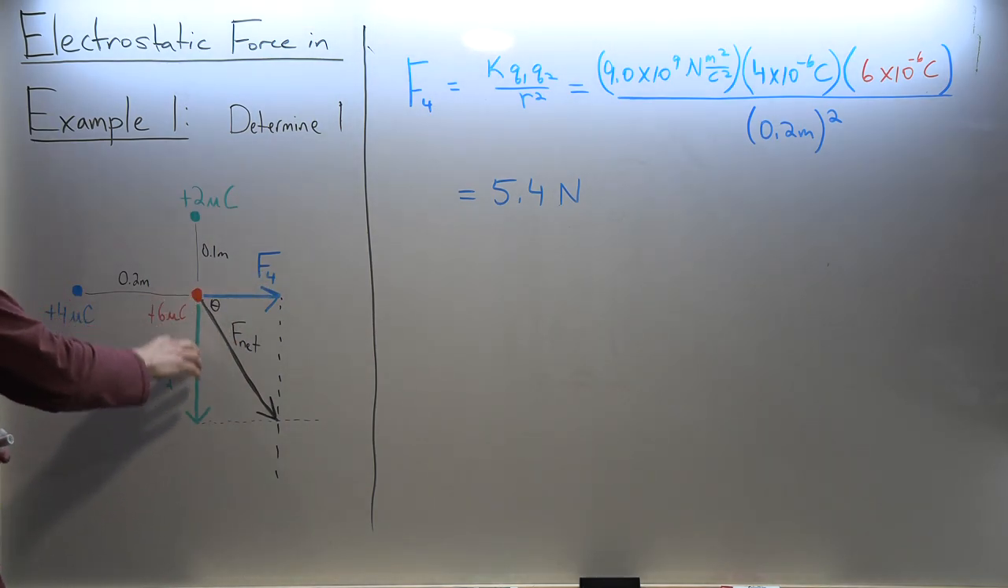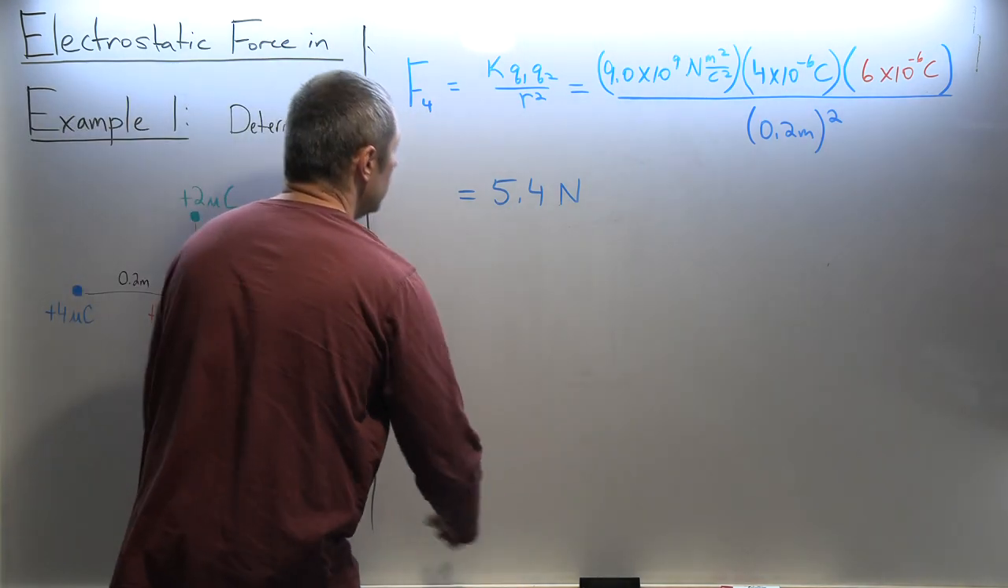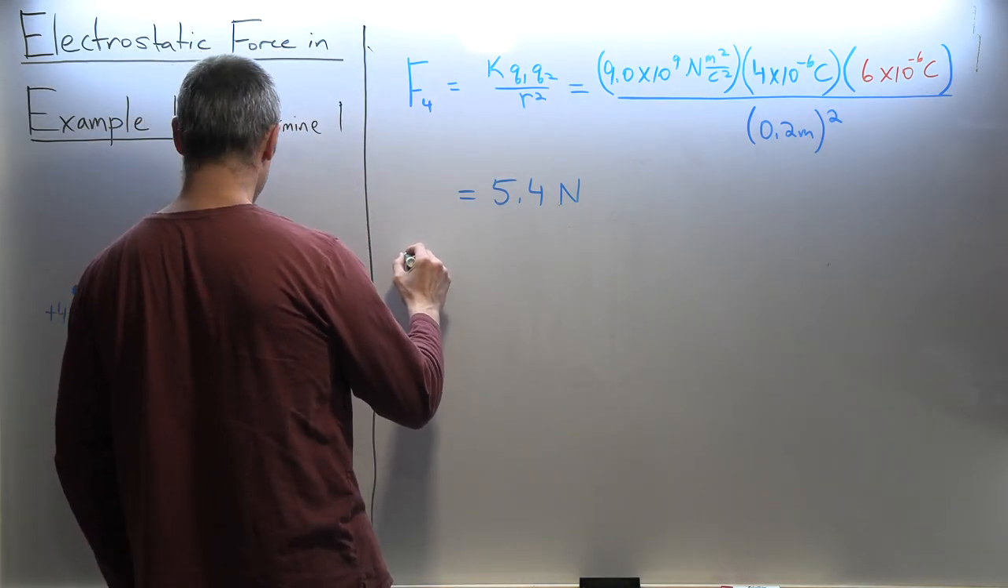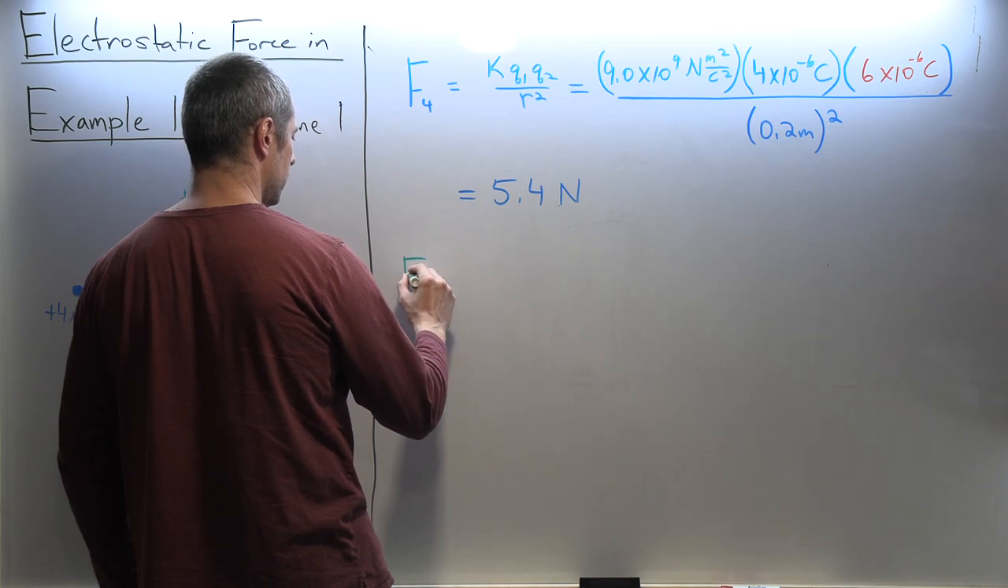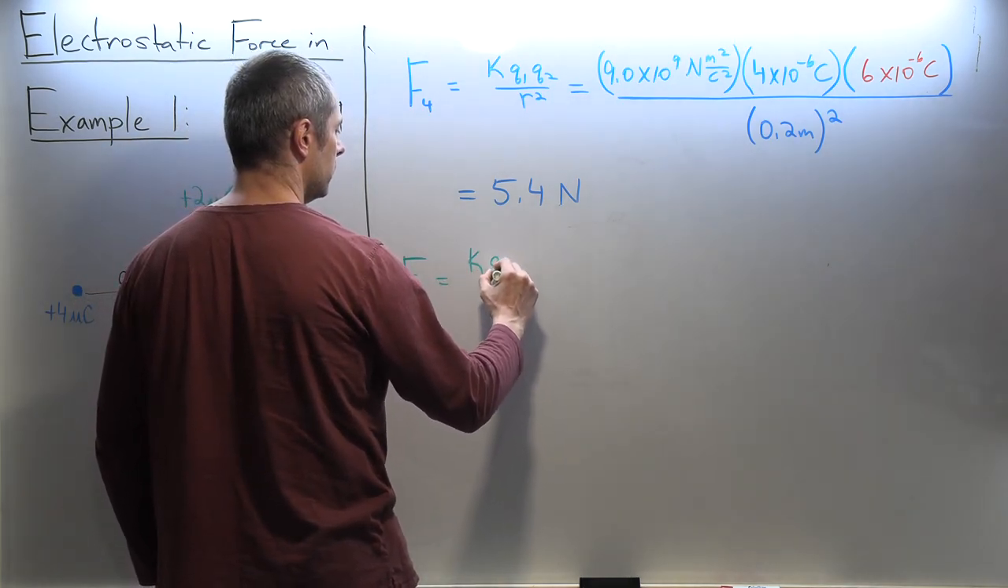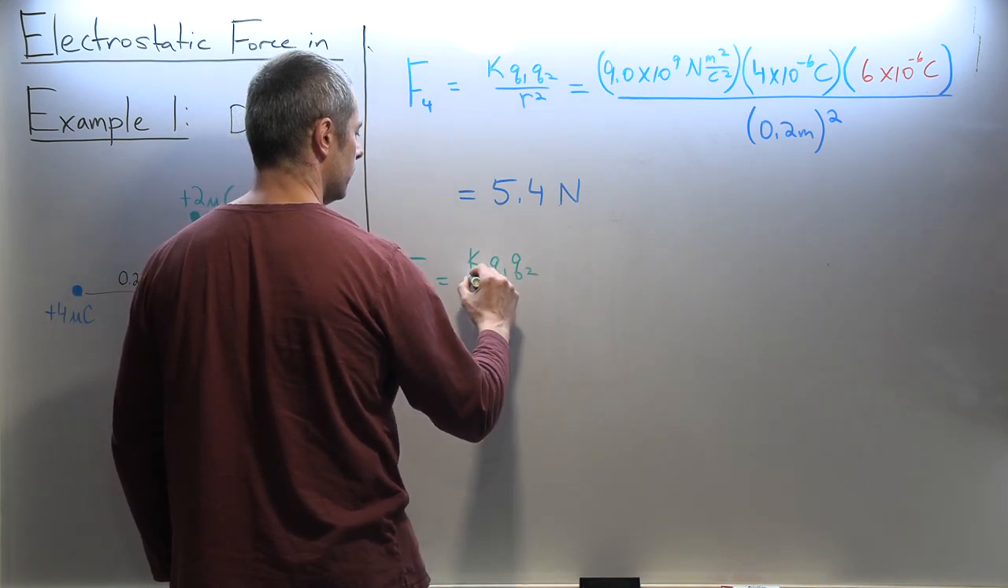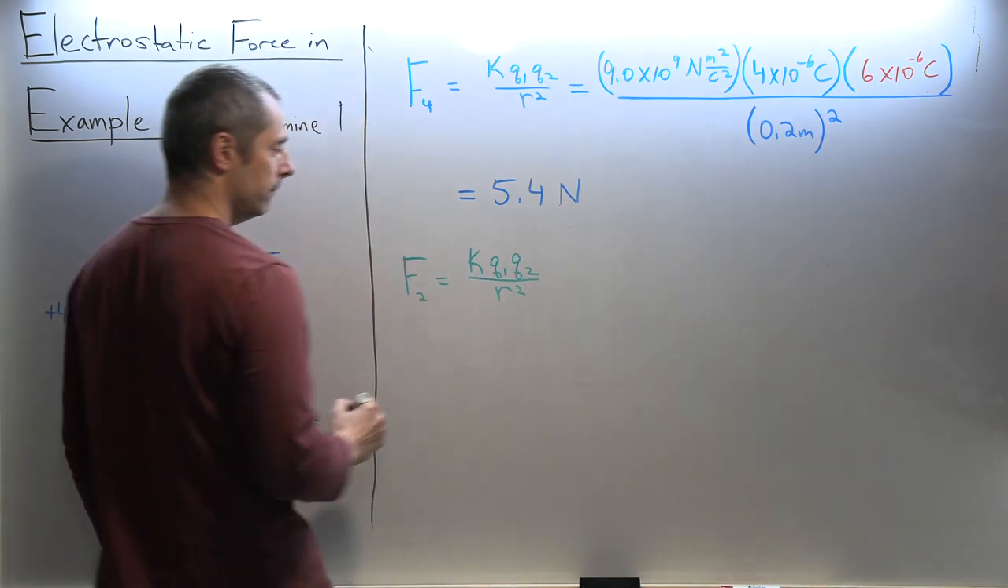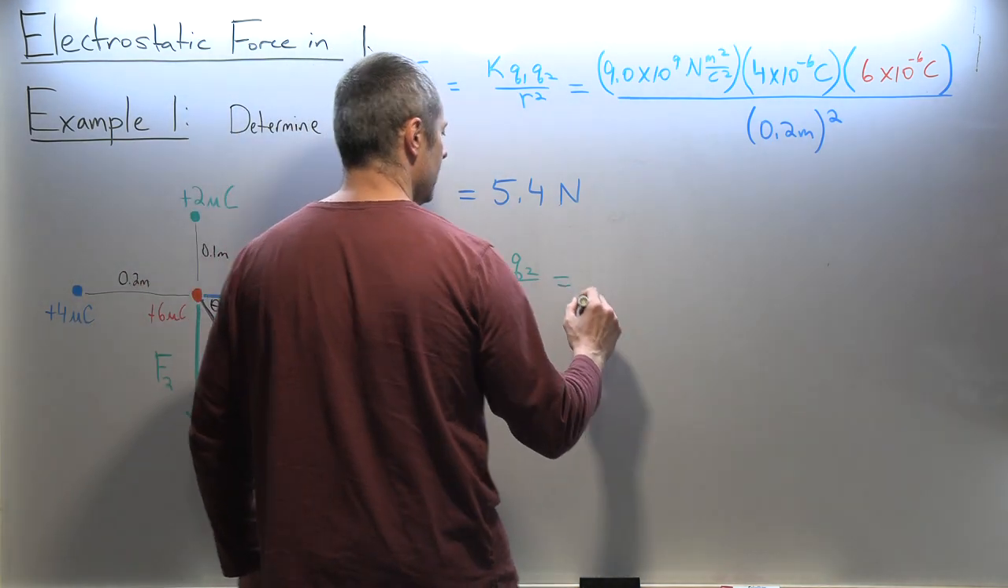What I'm going to do is find the length of the green arrow here. In other words, F2. Again, using Coulomb's law. Okay, plugging in the values.